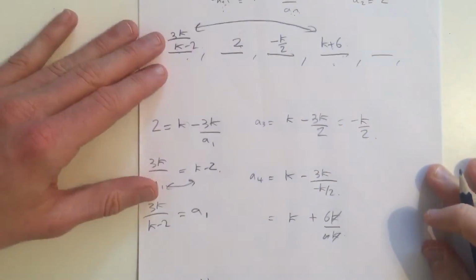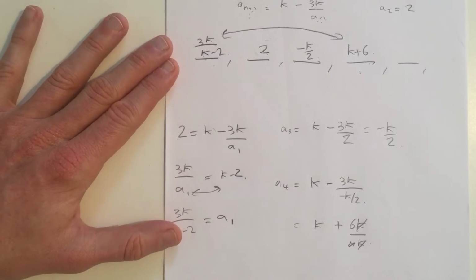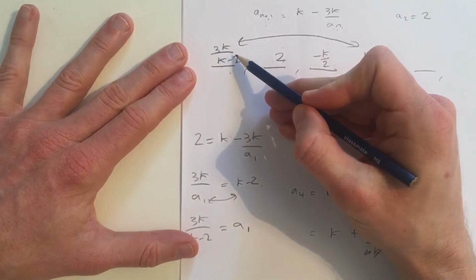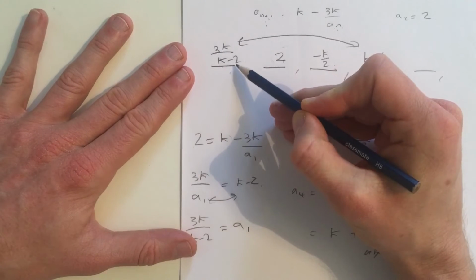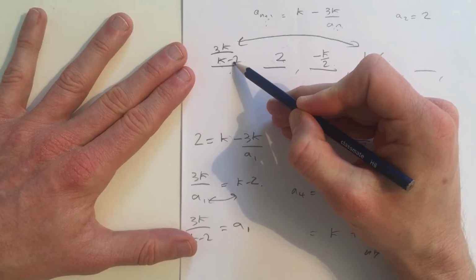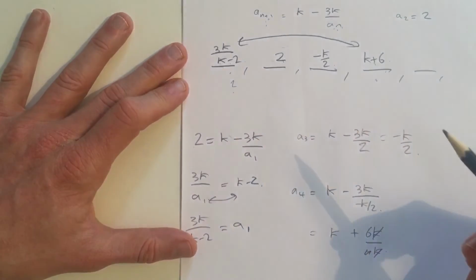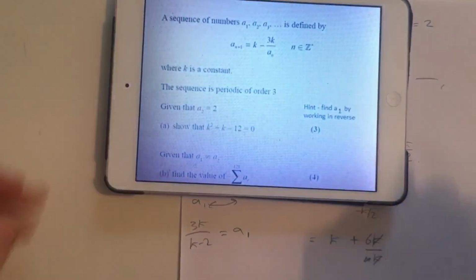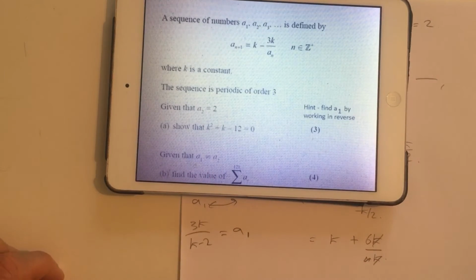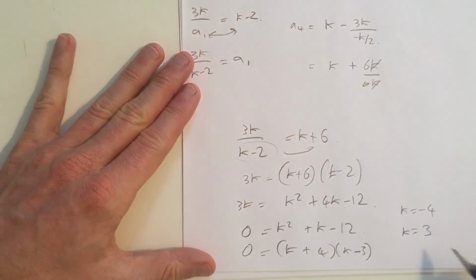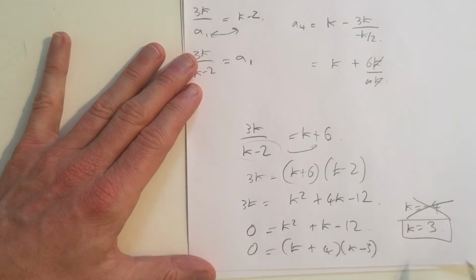So let's just go back up there and check what would happen if we substitute those in here. If I substituted minus 4 in here, I'd get 3 times minus 4 is minus 12. Minus 12 over minus 6 would be 2, which would mean that the first term would be the same as the second term. And we're told that that can't be the case. A1 is not equal to A2. So therefore I know that minus 4 is not a solution to this. The answer must be minus 3.